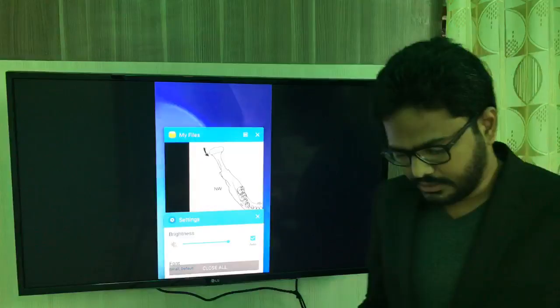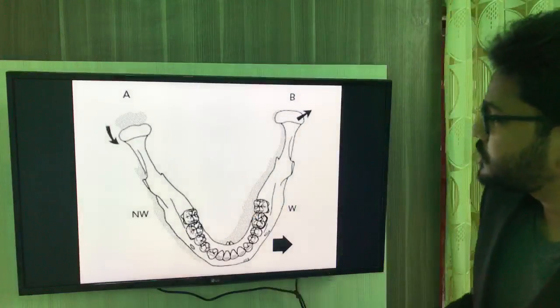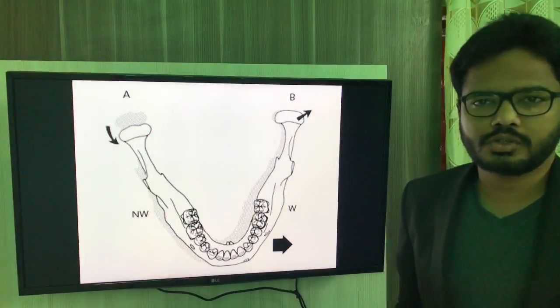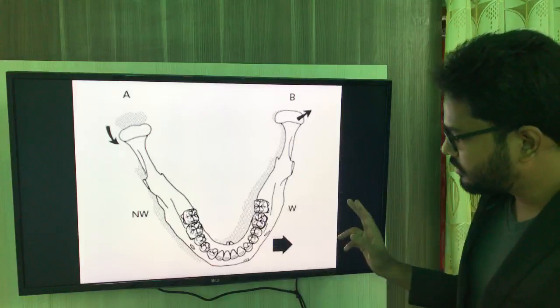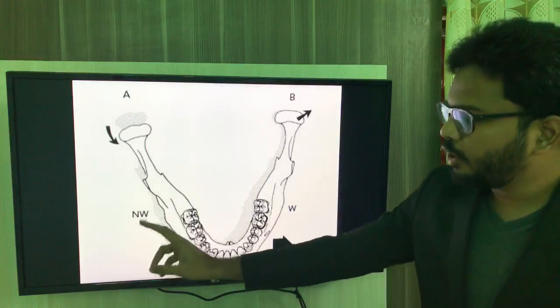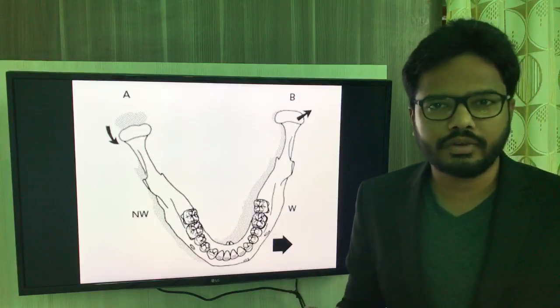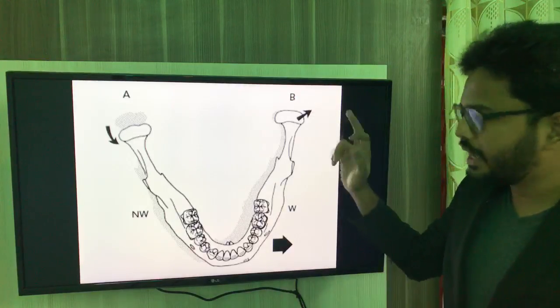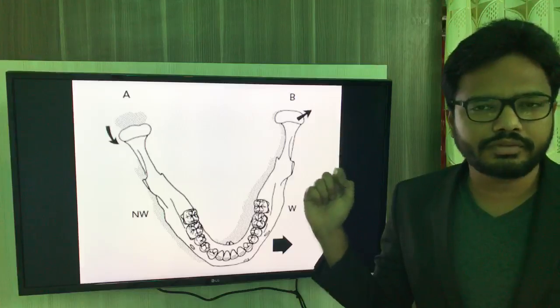Yeah, thanks. So the direction of movement of condyles is very important. I think it's clear, right? The side towards which the mandible moves is considered to be the working side, and the opposite side is considered as a non-working side. And also this direction of movement of condyle is very, very important.